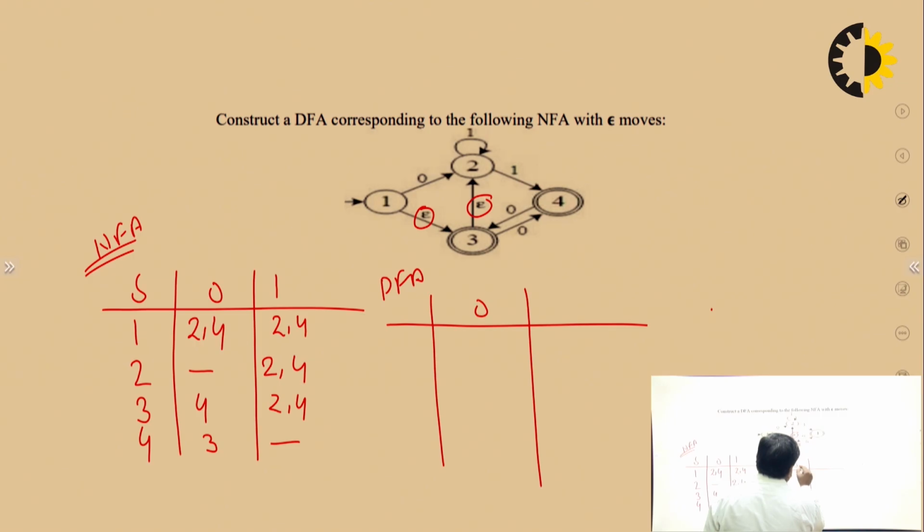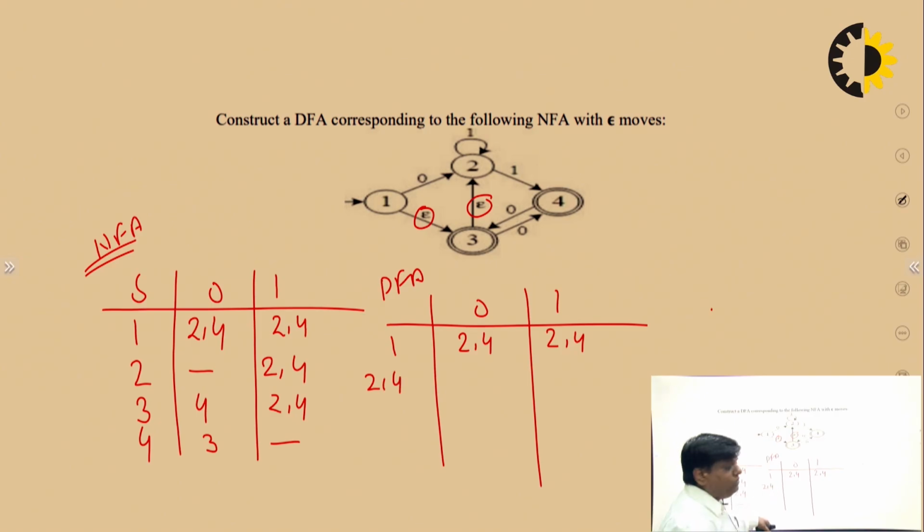Now, here is 0 and 1. Now, state 1, and here we simply write 2 and 4, and here simply write 2 and 4. Now, what new state occurs? A new state is generated, that is 2 and 4. So, what is the next state? That is 2 and 4. And on 2 and 4, we check the transition of 0 and the transition of 1.